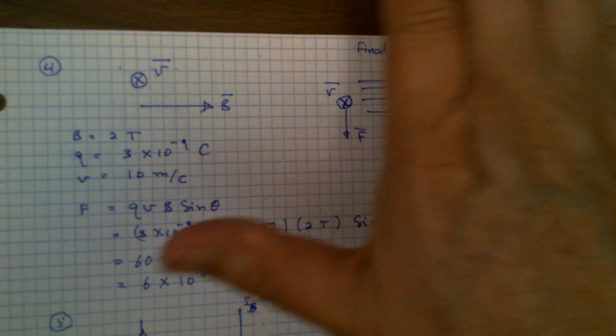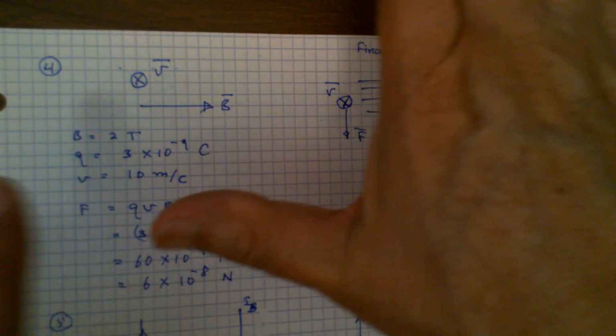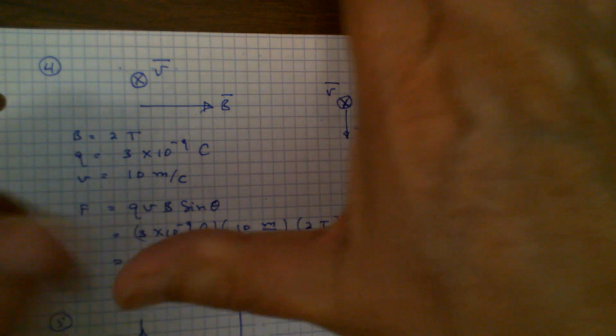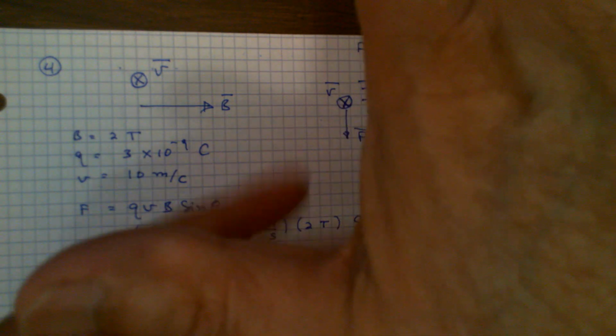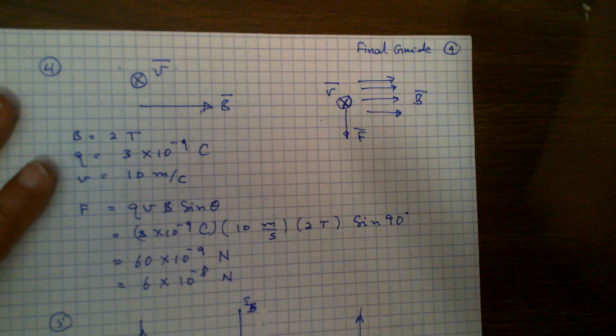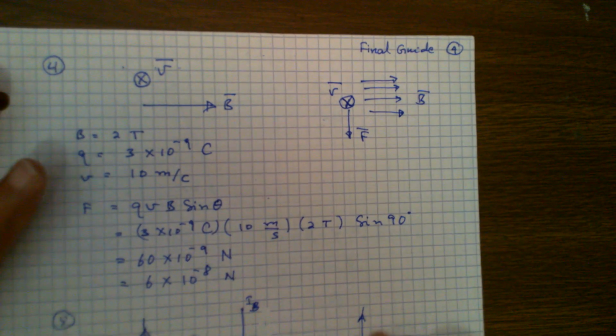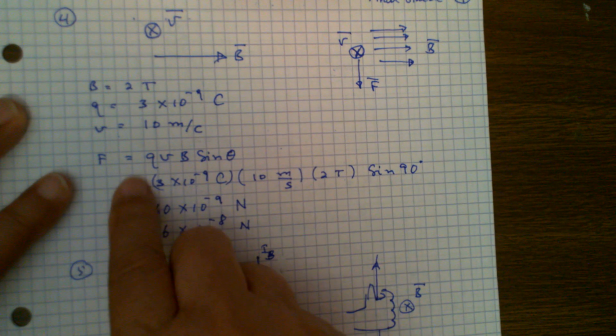Use your right hand, and this is the direction of the magnetic field. This is into the page. The thumb is into the page, then the force will be pointing down from your palm. So you know the direction. And for magnitude, you just substitute.